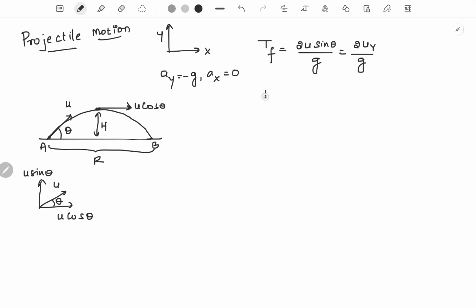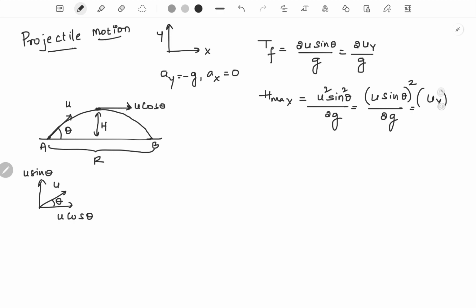Then what about the maximum height reached by it? So the maximum height reached by it is basically u square sin square theta divided by 2g, or we can also write it as u sine theta whole square divided by 2g, which is equal to uy whole square divided by 2g. That's the maximum height reached by the projectile.